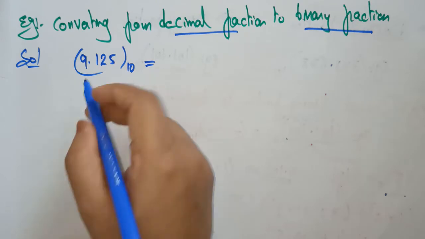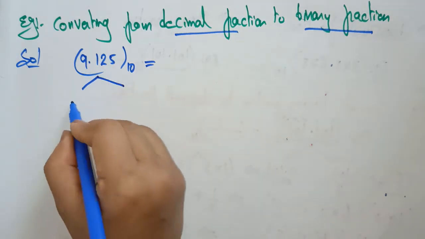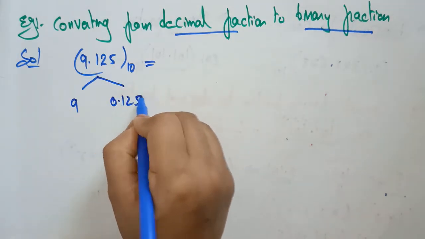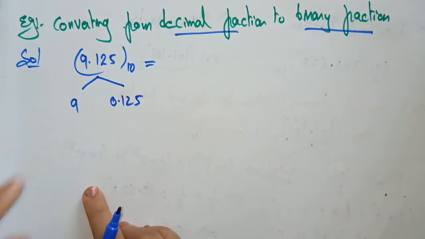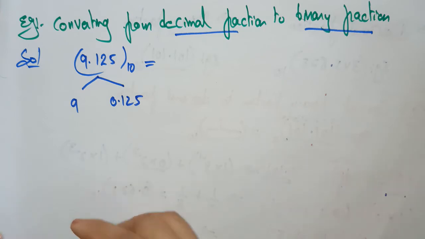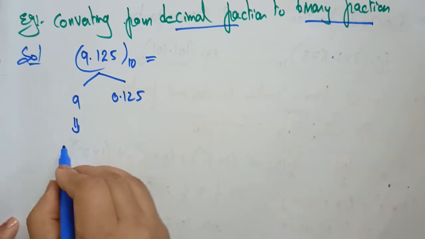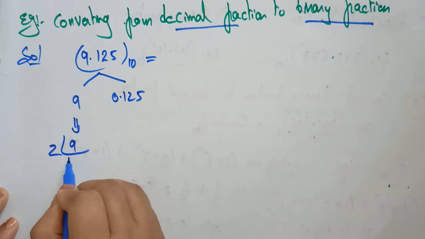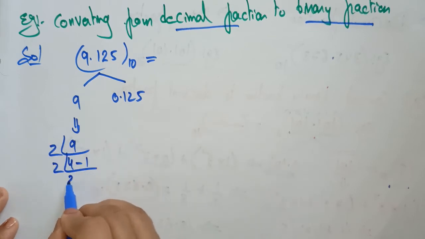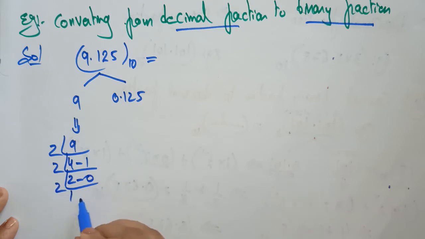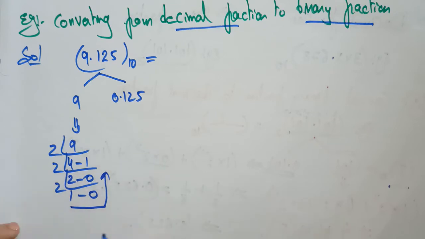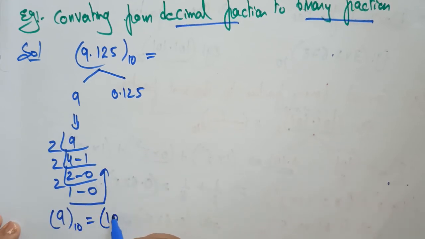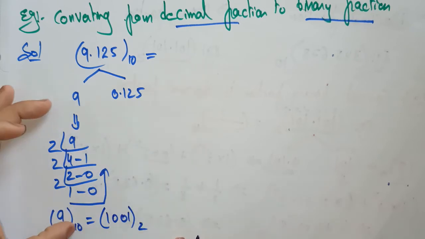This also is divided into two parts: one is the integer part and another is the fraction part. So first convert this 9 to a binary number. How do you convert the given decimal number? Take the LCM. 2 fours are 8, 1 is the remainder, 2 twos are 4, 0 is the remainder, 2 ones are 2, 0 is the remainder. Read from bottom to top: 1 0 0 1. So for 9 to the base 10, the equivalent binary number is 1001 to the base 2. So the integer part is over.